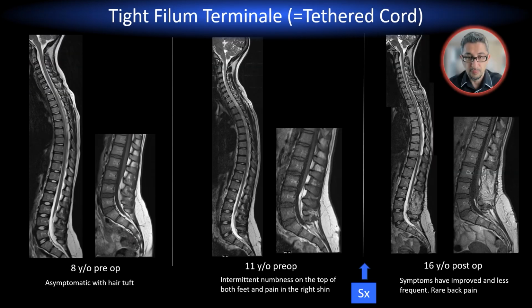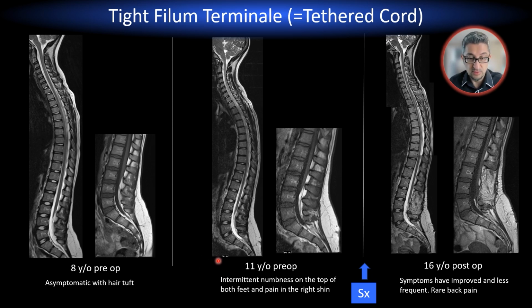Another example, an 8-year-old asymptomatic patient with a hair tuft. That's why we did the MRI. On the MRI, we saw the low-lying conus associated with a small lipoma. It's attached to a small lipoma, and the surgeons decided to follow this up.